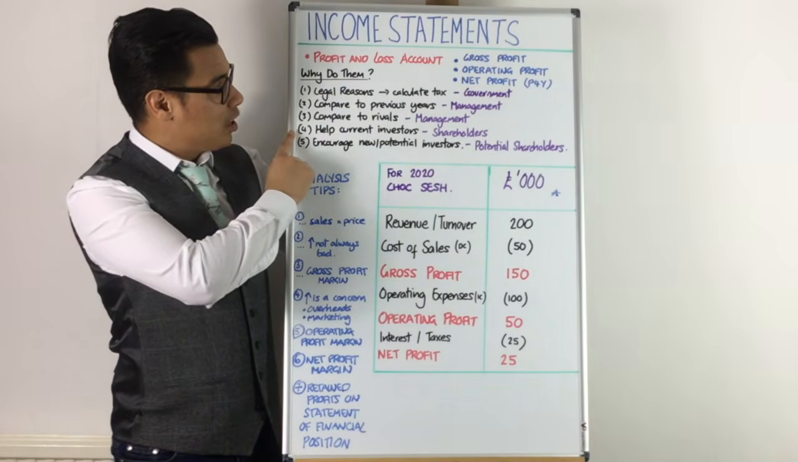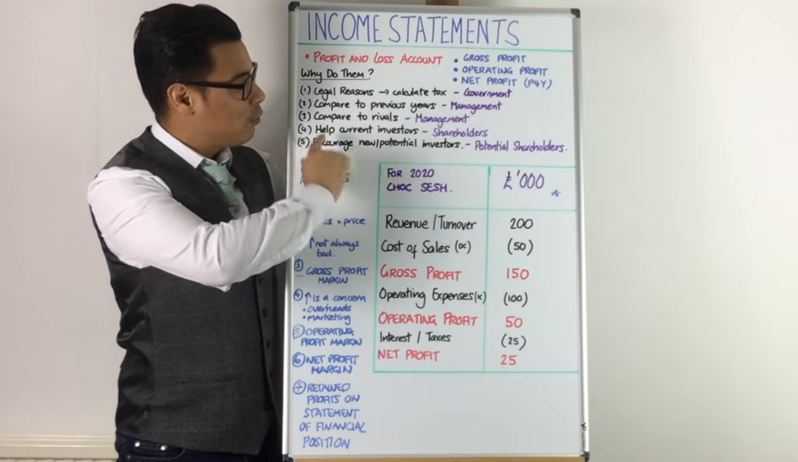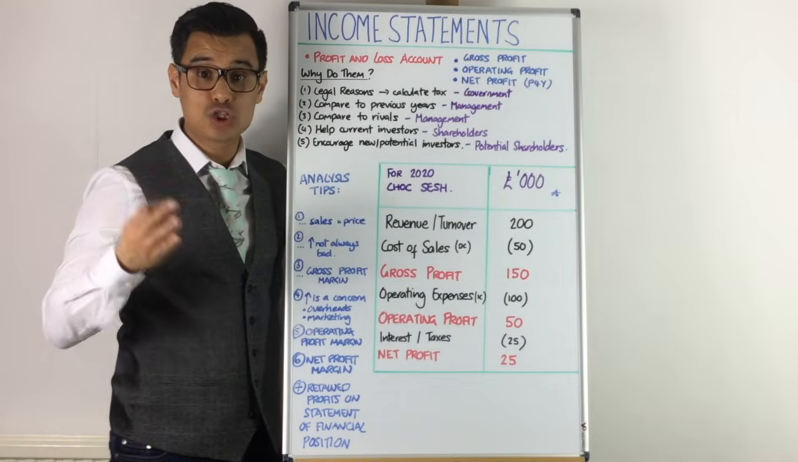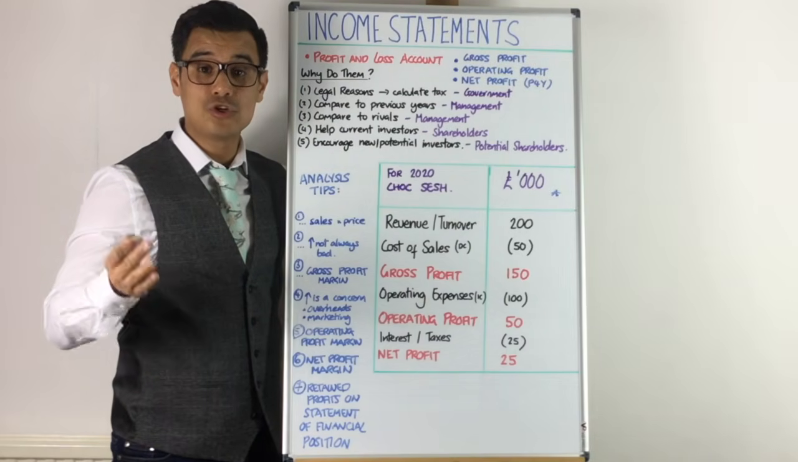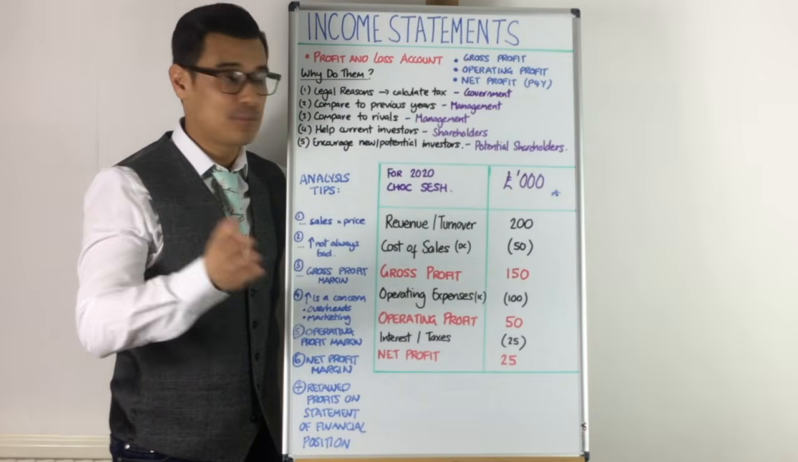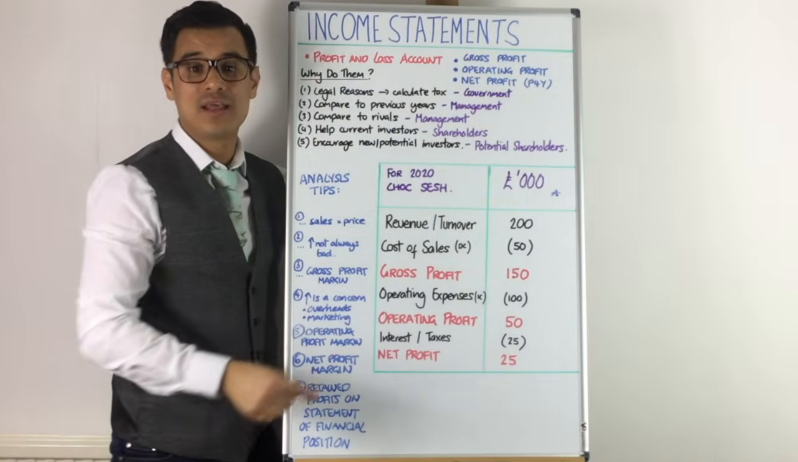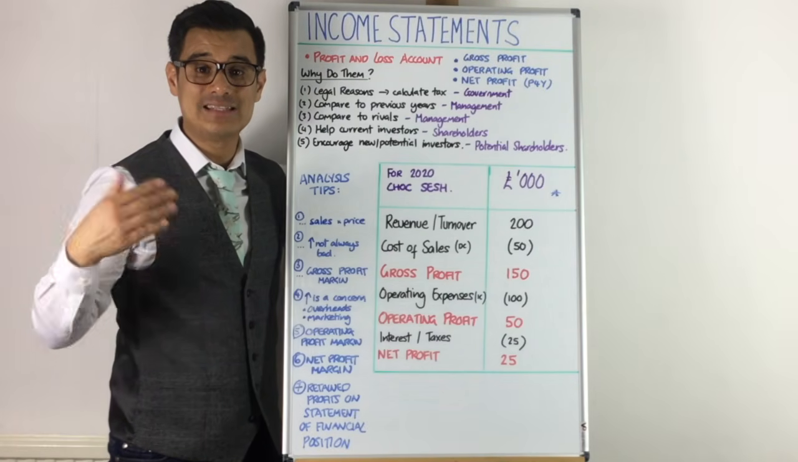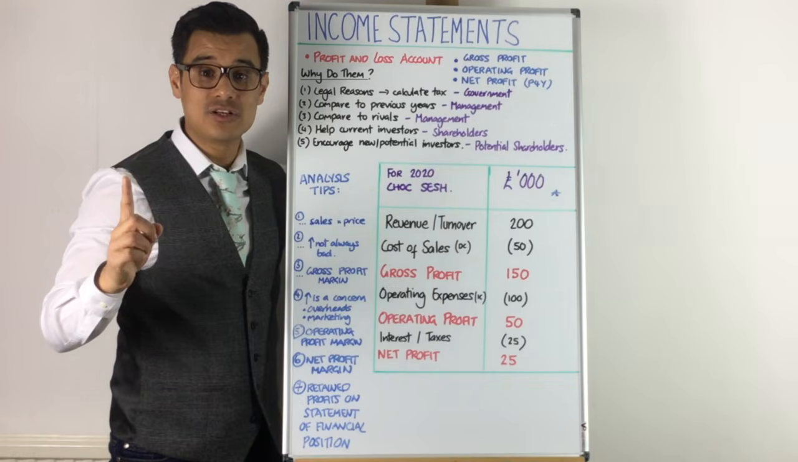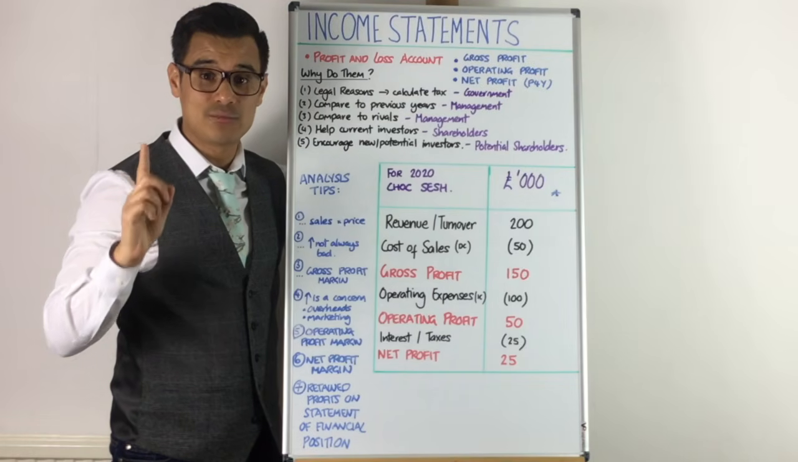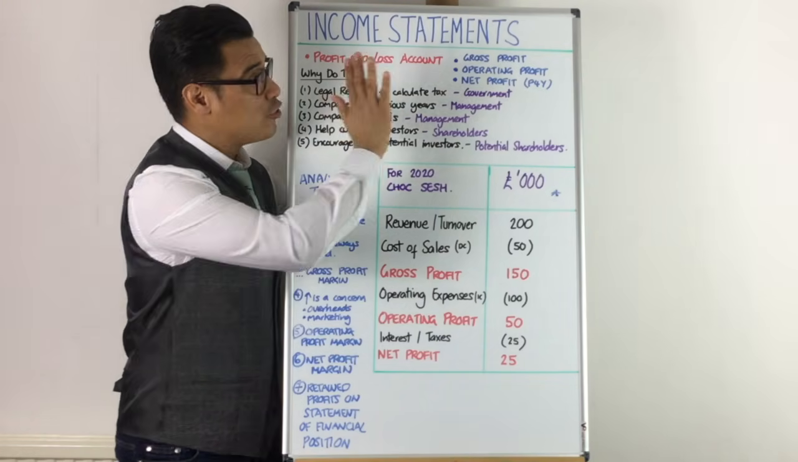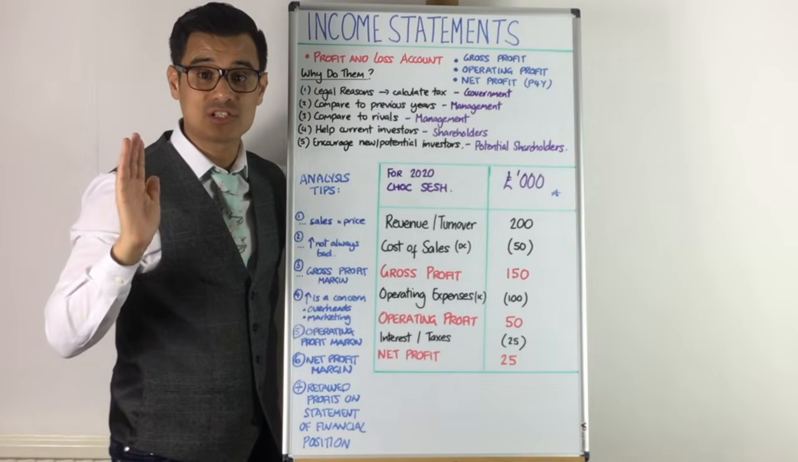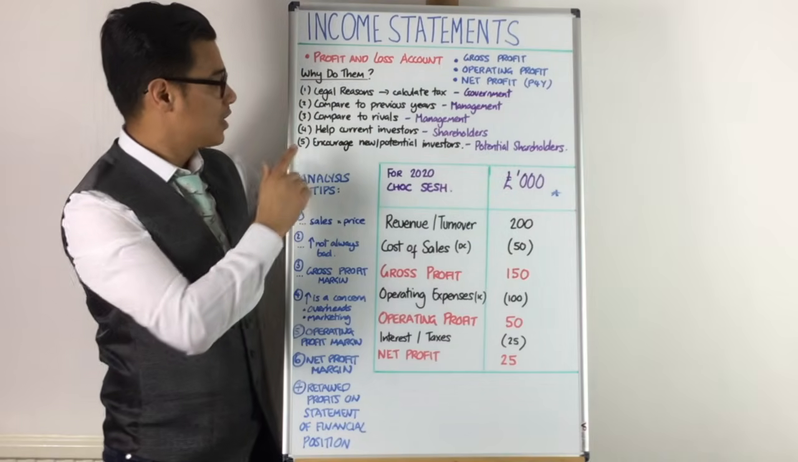Fourthly is you might want to use income statements to help current investors, being your shareholders, because they might want to know exactly how the company is doing in terms of the net profit, and that may depict how much they are paid in their dividends. But remember, dividends are paid out of retained profits, and retained profits are not on the income statements, they're on the statement of financial position.